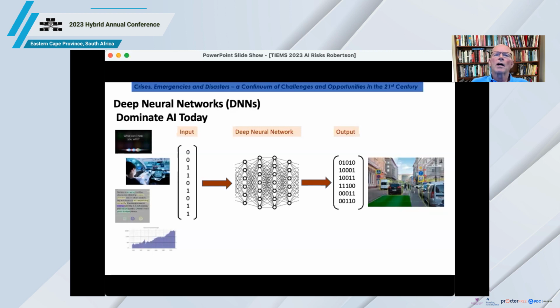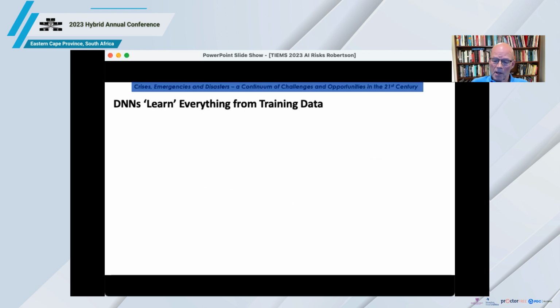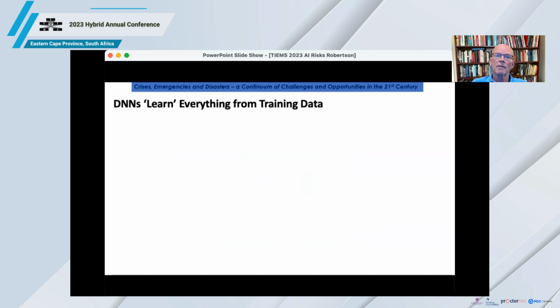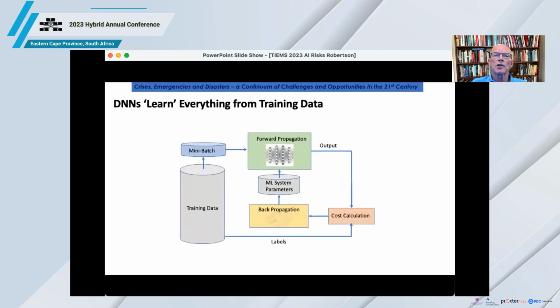Today's deep neural networks can be very complex and have billions of elements. Fortunately, human beings don't have to figure out a lot of this complexity because the machines can learn it themselves. That's done through a method of training, which is shown here in this diagram. It's a mathematical process whereby up to millions or billions of examples are sent through the system.